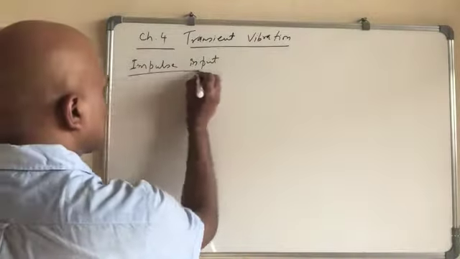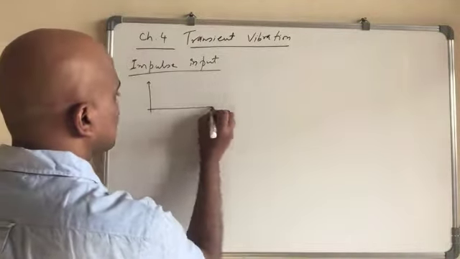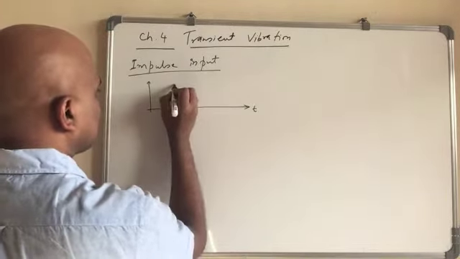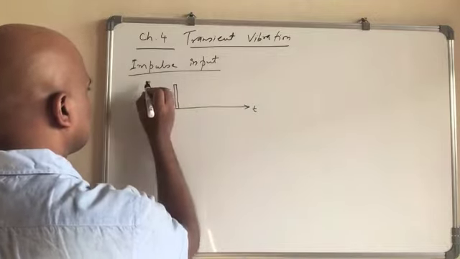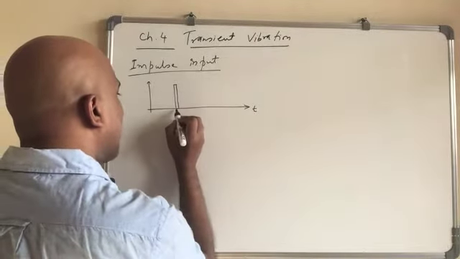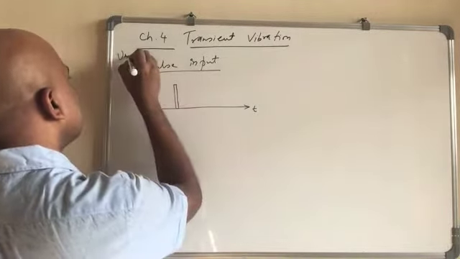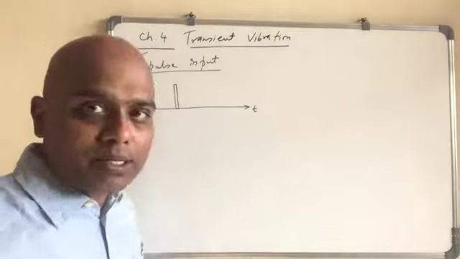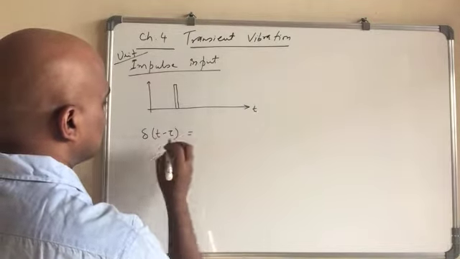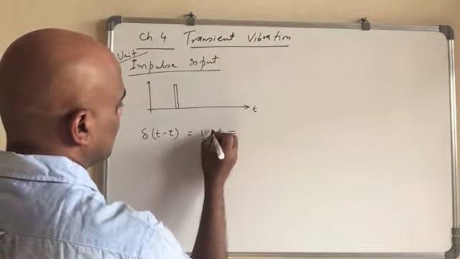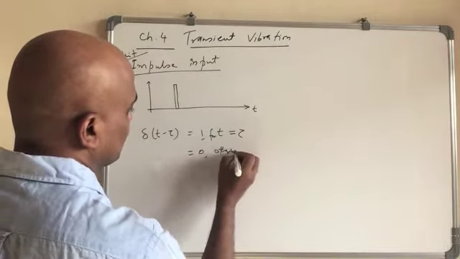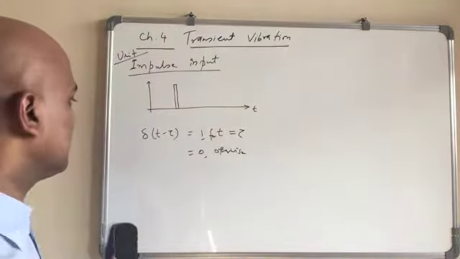Now, what is the meaning of that? The force looks like something like this. Even this is a unit impulse. Either you write it as delta t minus tau equal to 1 for t equal to tau, and 0 otherwise, right? So you can write it like that.